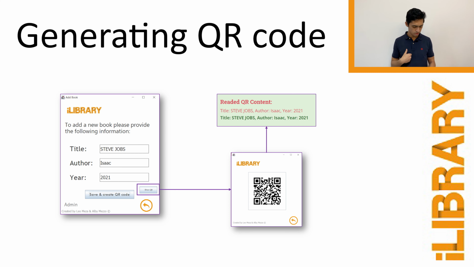After this, the admin will be able to see the QR code, and when this button is pressed, the program to generate the QR code is going to be performed, and after it's going to be displayed on the screen. If the QR code is scanned, it's going to display the information as a string, because that's how the QR code stores the information, and it's going to display the title, the author, and the year in that order.